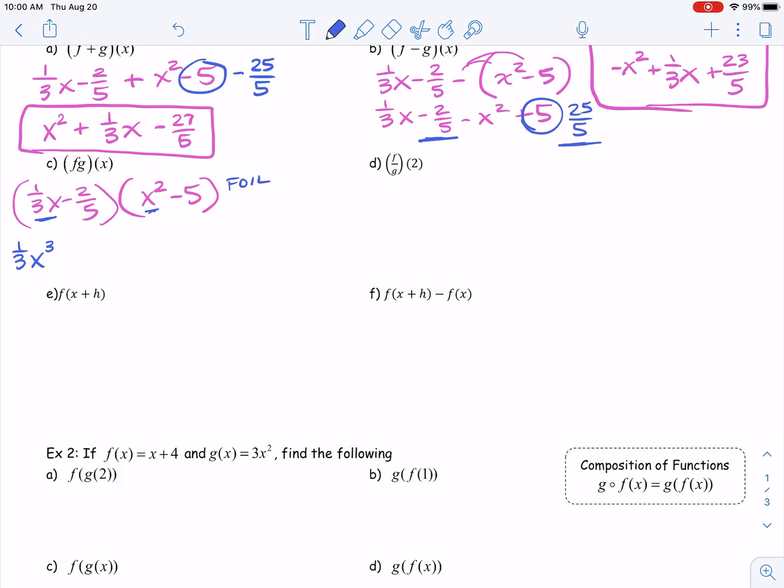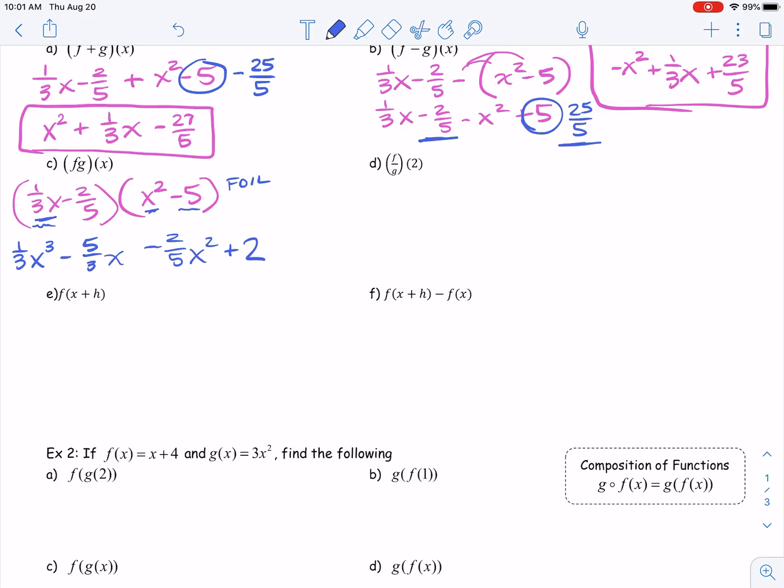Okay? Then I'm going to go to my outers. So that's going to be the 1/3 x times the negative 5. Well, 1/3 x times negative 5 is a negative 5/3 x. Then I'm going to go to my inners. My inners is the negative 2/5 times the x squared. So that'll be easy. That's just negative 2/5 x squared. And then I go with my last. A negative 2/5 times a negative 5 is going to be a positive 2. Those 5s cancel each other out. A negative times a negative is a positive.